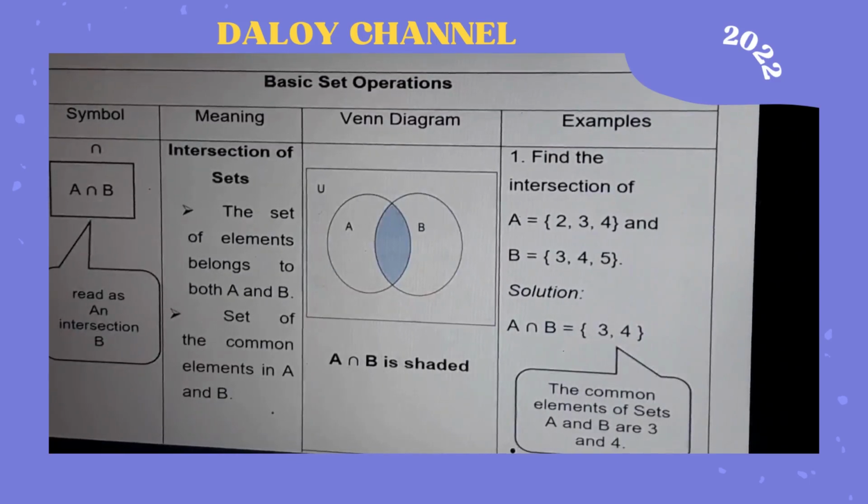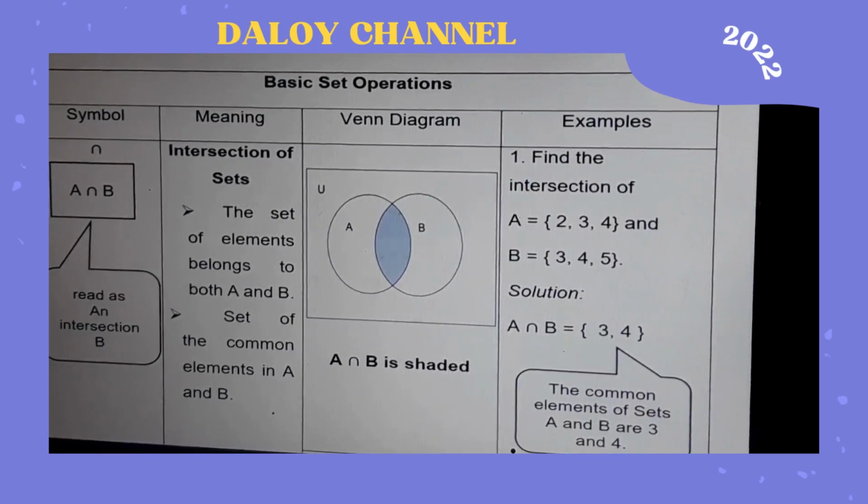Next, a symbol of a downward U, capital letter U. So, considering again sets A and B, it is read as the symbol of intersection of sets. The intersection of sets is the set of elements that belong to both A and B, so the set of the common elements in A and B.